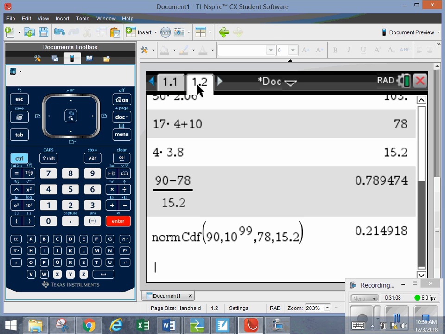Alright, so we get a probability of approximately 0.215.